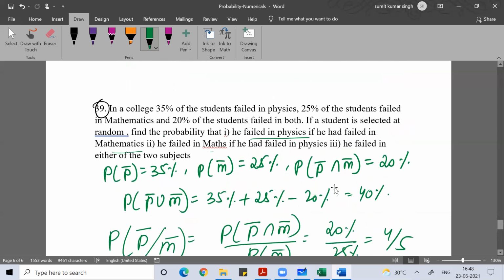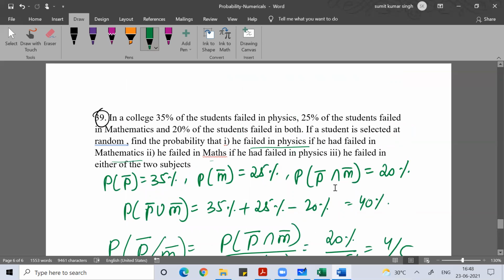Okay, then the third one: he failed in either of the two subjects. They're asking you, he failed in either of the two subjects. Either means if he failed in physics then he passed in maths, or if he failed in maths he passed in physics. Neither means neither physics nor maths. Either means anything is possible.